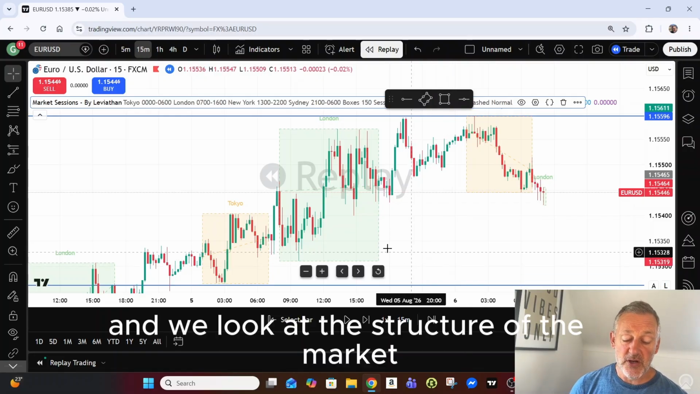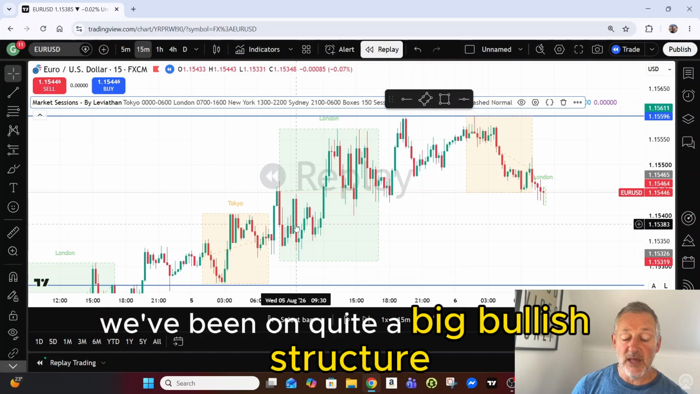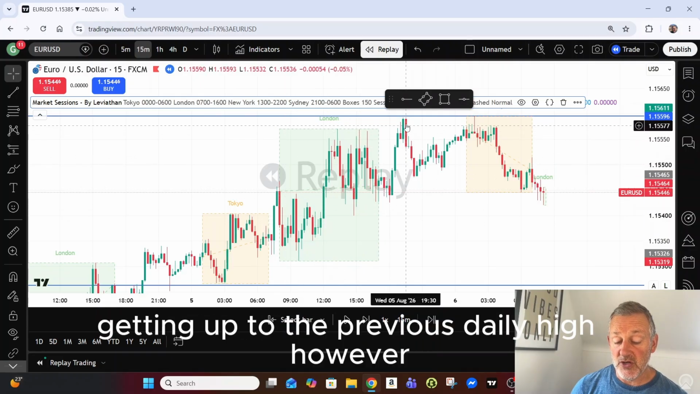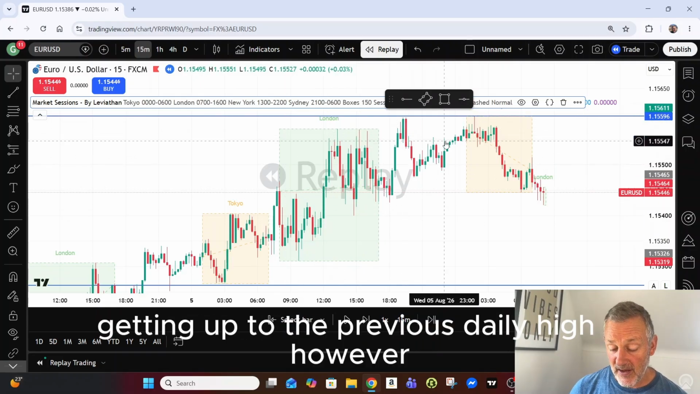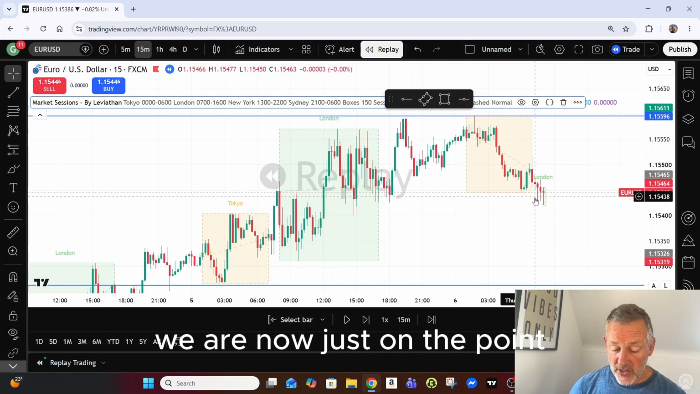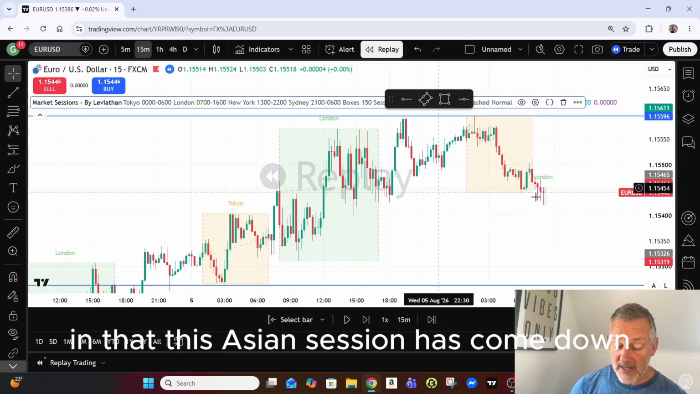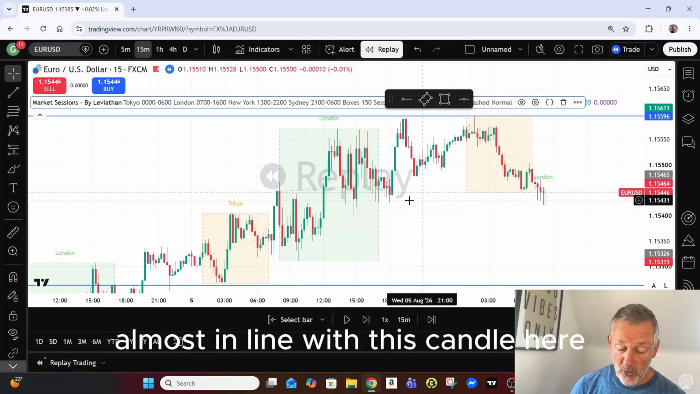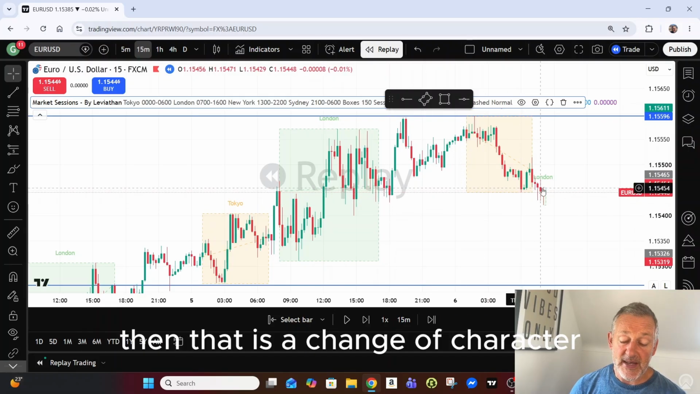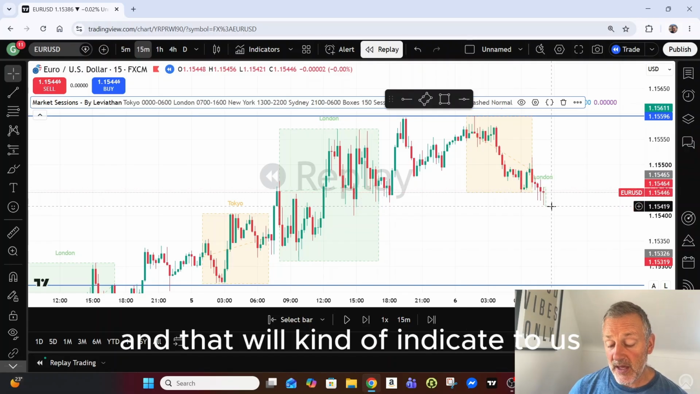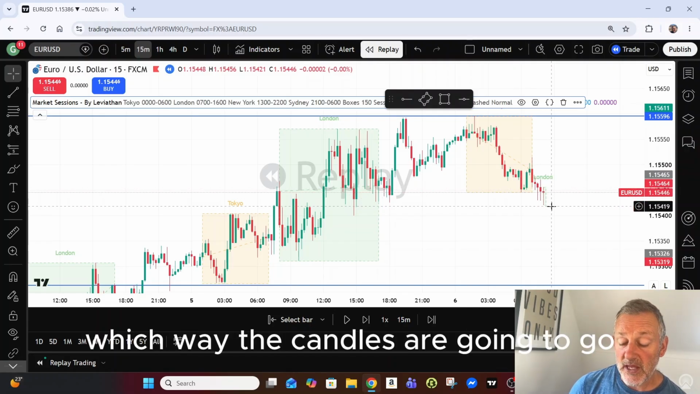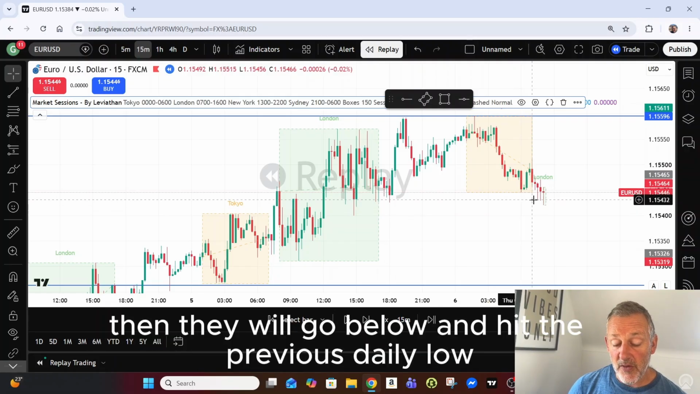We look at the structure of the market, so we can see previously we've been on quite a big bullish structure getting up to the previous daily high. However, we are now just on the point where we're looking at a change of character, in that this Asian session has come down almost in line with this candle here. And if we drop below that, then that is a change of character. And that will kind of indicate to us which way the candles are going to go. If it does go beyond there, then they will go below and hit the previous daily low.